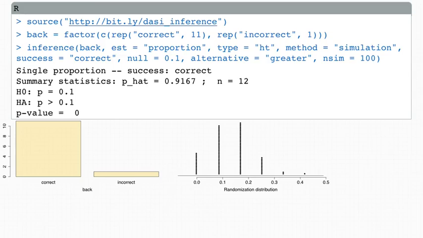So we can see that we get a pretty small p-value, and we can see from the distribution of the possible simulated proportions that it is quite unlikely to get 11 out of 12 right. Remember that 11 out of 12 corresponds to 0.9167. So the p-value is basically the probability that p hat is greater than or equal to 0.9167, given that the true population proportion is 0.10, and this seems like it's almost 0.